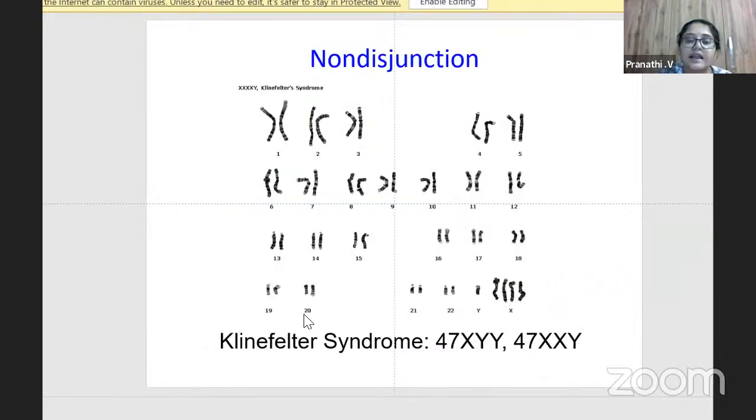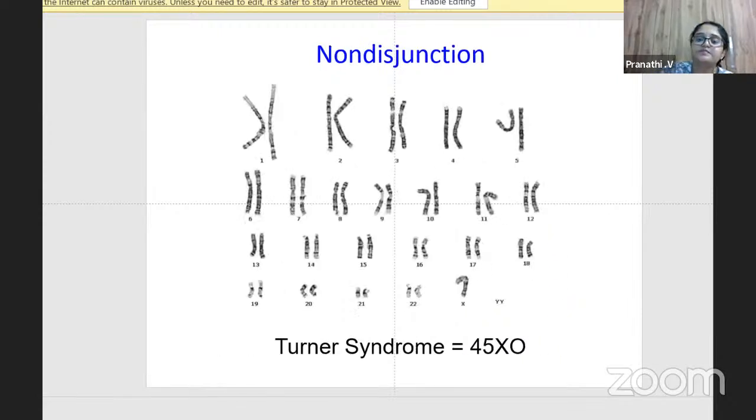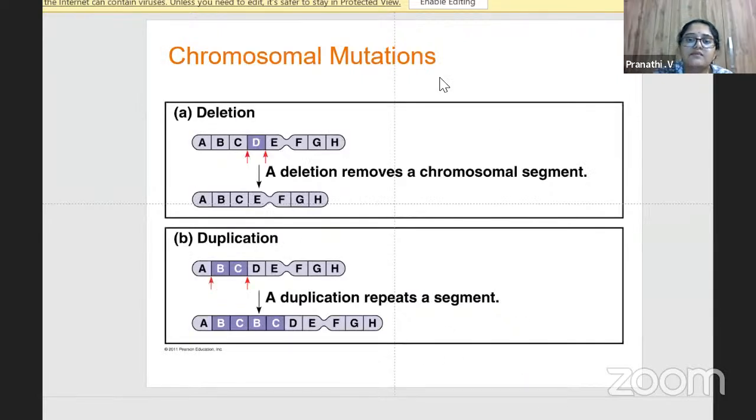Trisomy 18, and then you have Klinefelter syndrome, wherein you have 47 XYY or 47 XXY, the non-disjunction in the sex chromosomes. Turner syndrome is 45 XO. So you do not have either the Y chromosome or the other X chromosome over here. So it's a monosomy. Then you have mutations which are deletion or duplication of the chromosome.